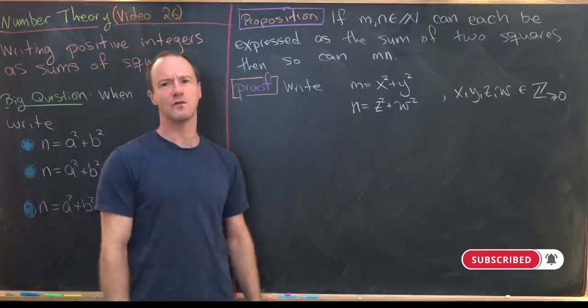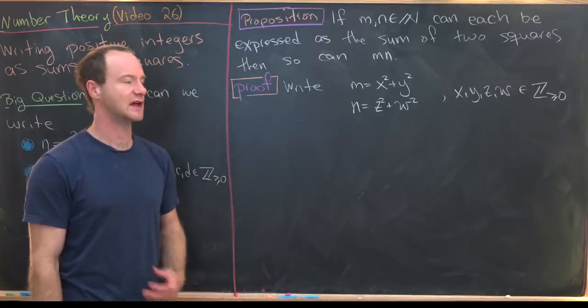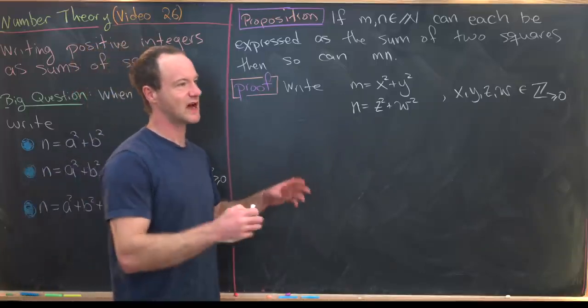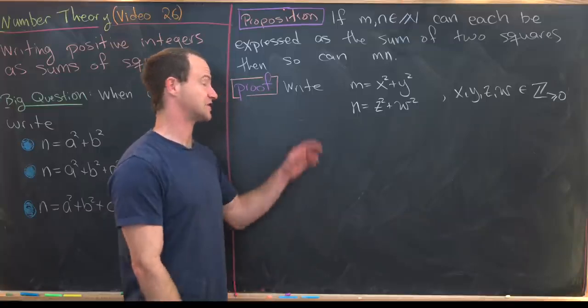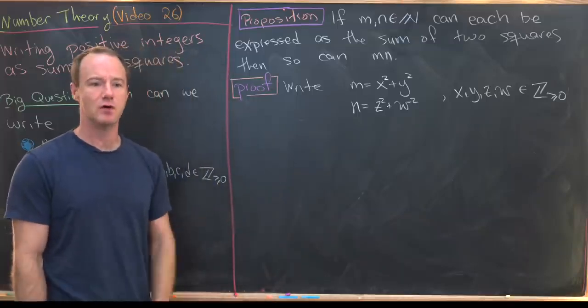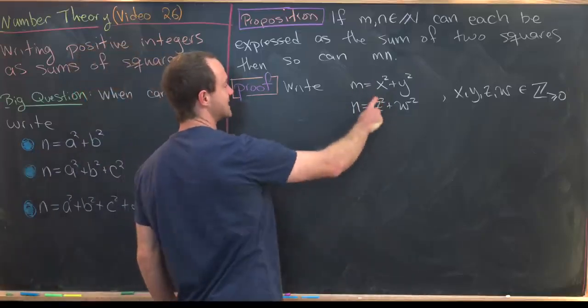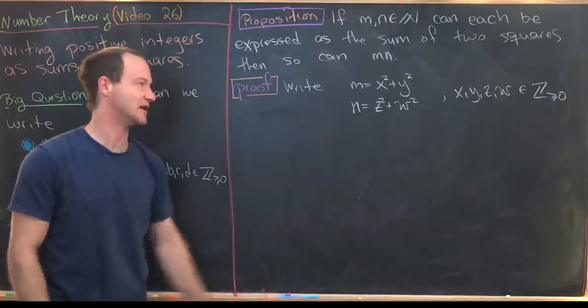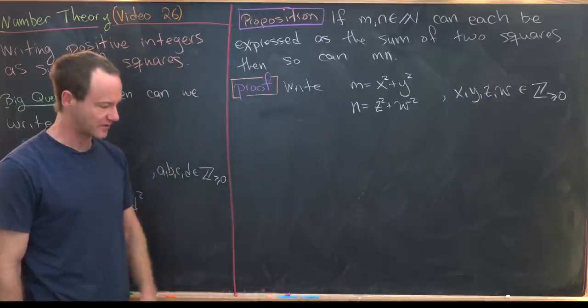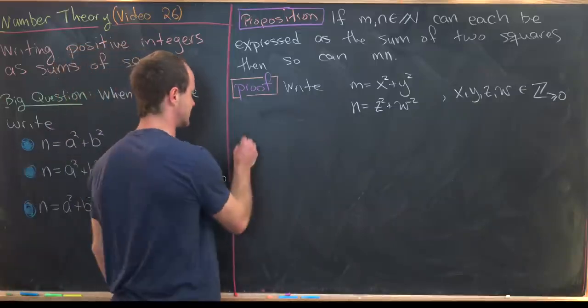Now, there's a couple of ways to do this. I think in most elementary number theory books, you just kind of arrive at an expression for m times n, but I want to motivate how to create that expression. So let's take these right-hand sides and factor them over complex numbers. Actually, we're factoring them over the Gaussian integers.